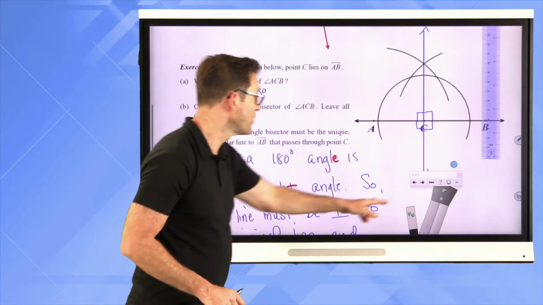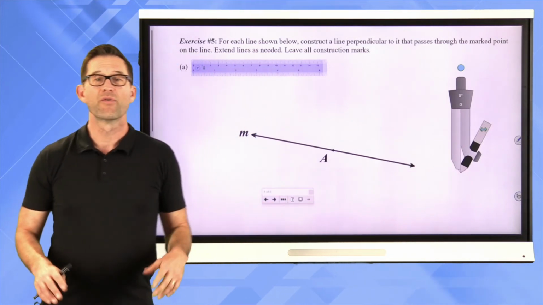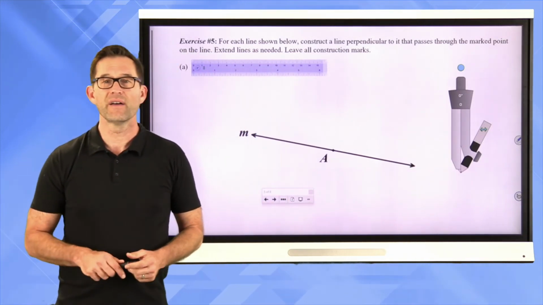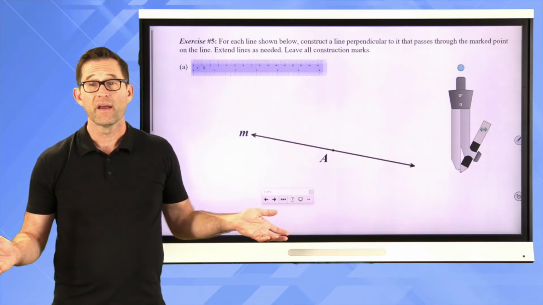All right, so let's get a little bit more practice with that. Pretty simple. All right, let's do the first one again together. Exercise number 5. For each line shown below, construct a line perpendicular to it that passes through the marked point on the line. Extend lines as needed. Leave all construction marks. All right, here we go again, right?